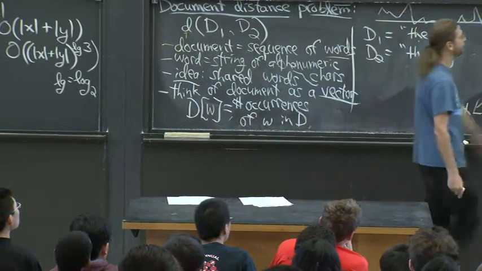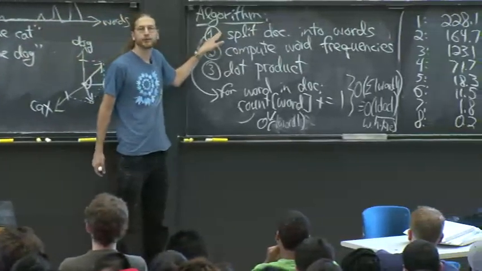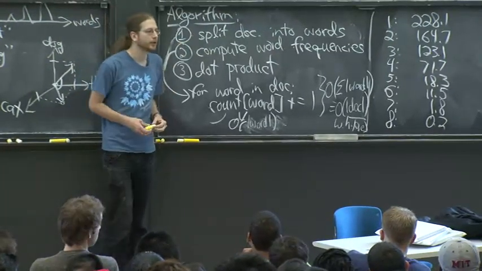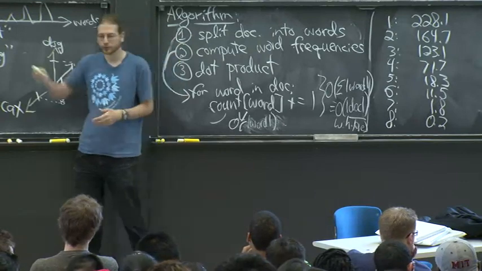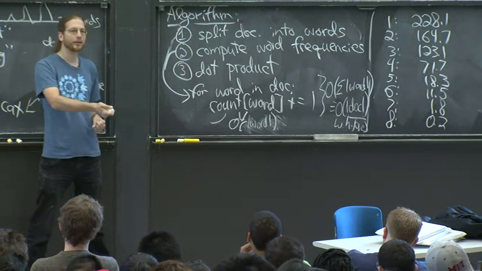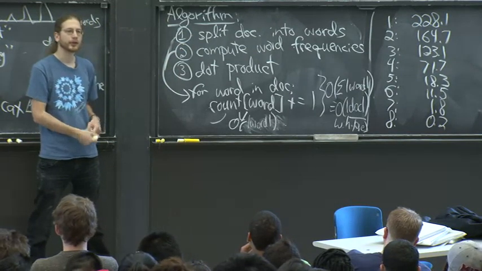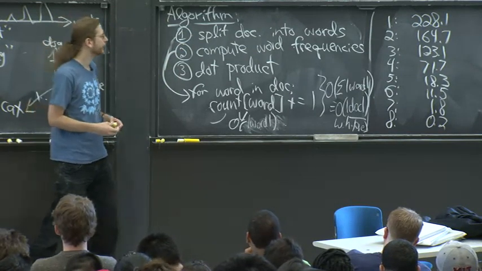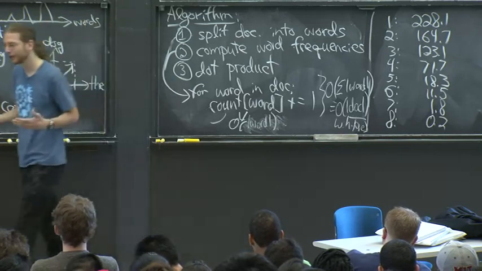Let's go back to this first step. How would you split a document into words in the first place? Run through the string, and every time you see anything that's not alphanumeric, start a new word. OK, that will run in linear time. That's a good answer. So it's not hard.